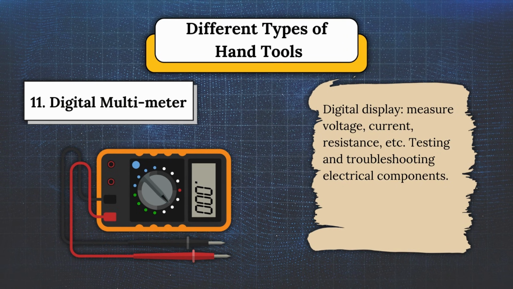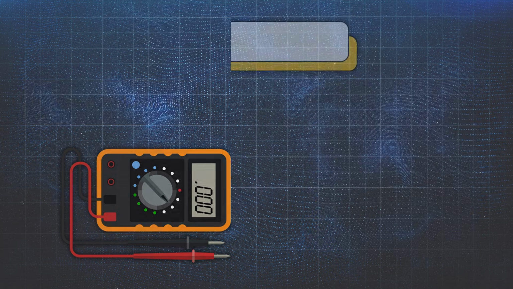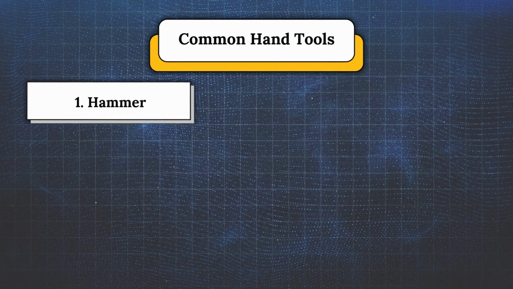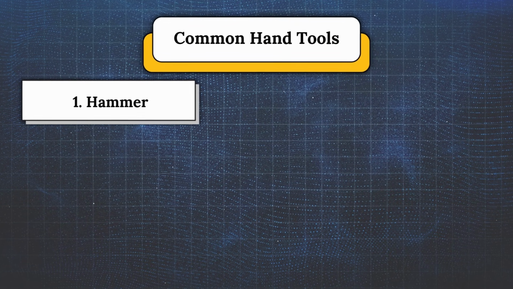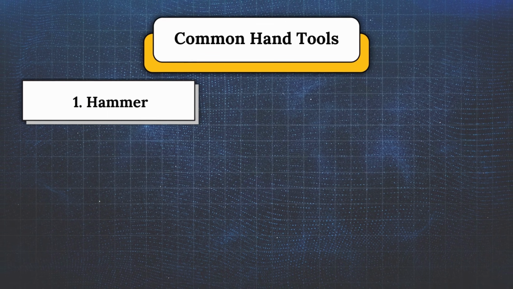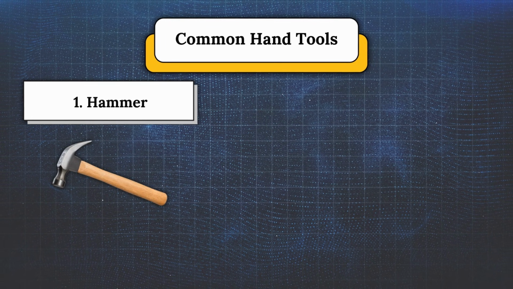Testing and troubleshooting electrical components. For the common hand tools. First, hammer. Examples are: Number 1. Claw hammer, most used for driving and removing nails.